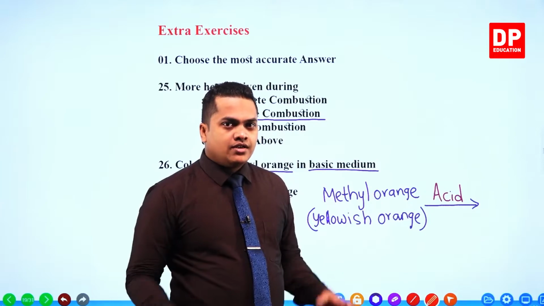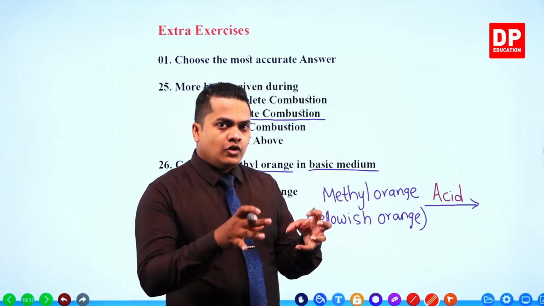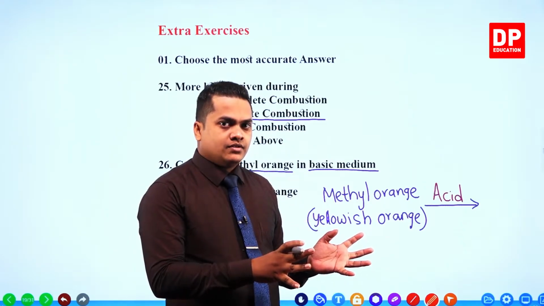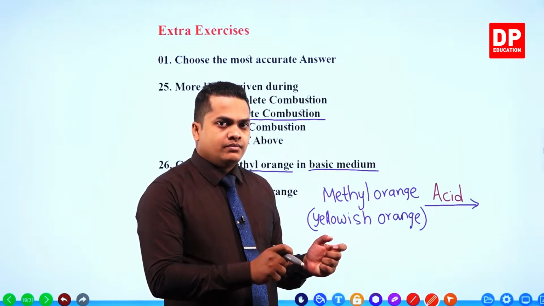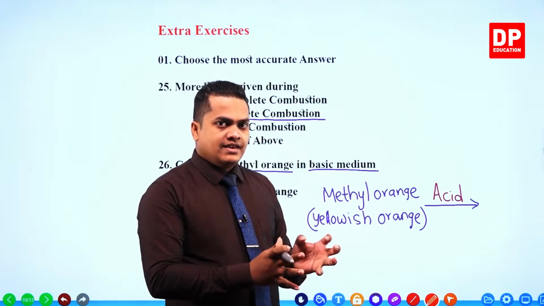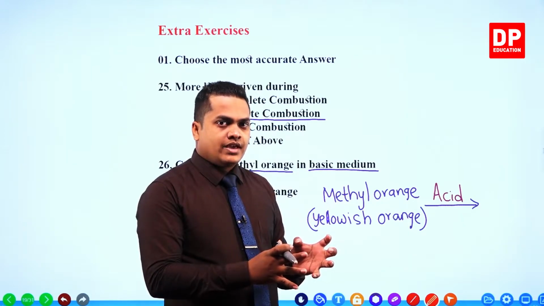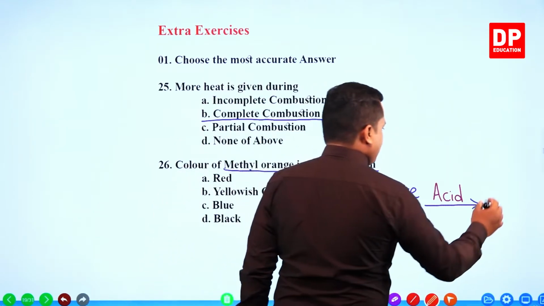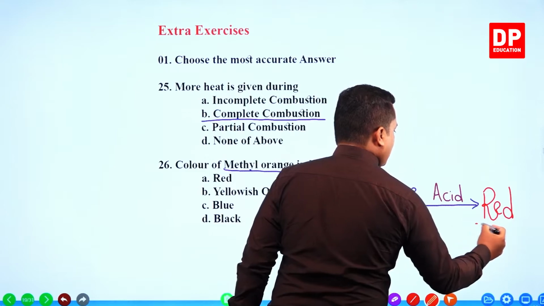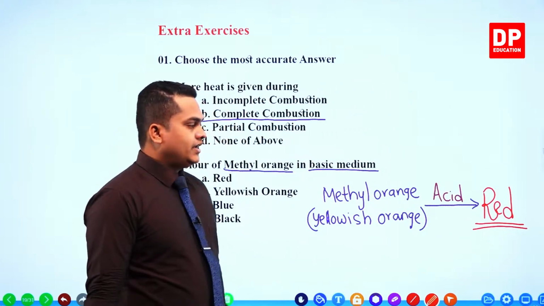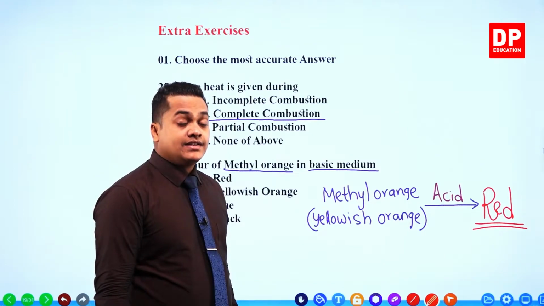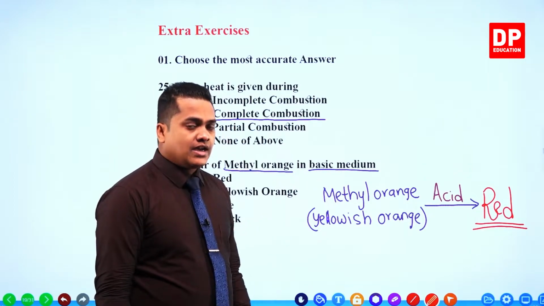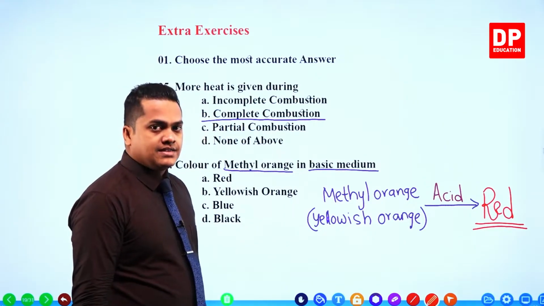You know that the acid color is red. If you put a pH paper onto an acid, a red related color can be observed, because red is the color given for an acid. So methyl orange, with the presence of an acid, gives a wonderful red color. This yellowish orange color is changed into red with the presence of an acid.